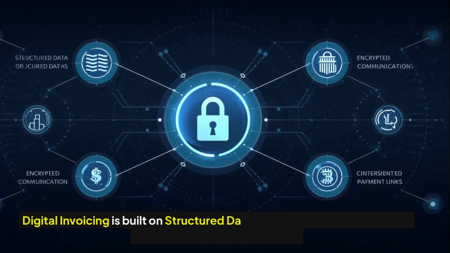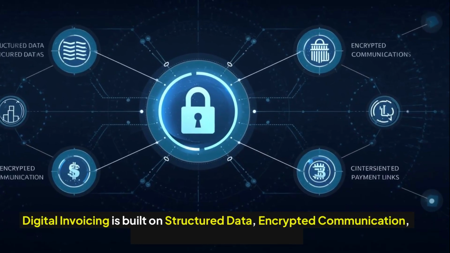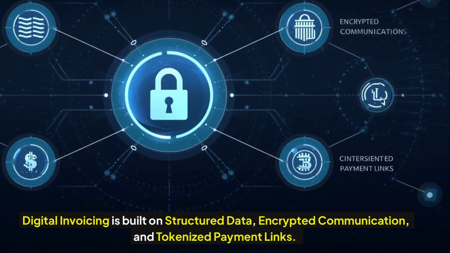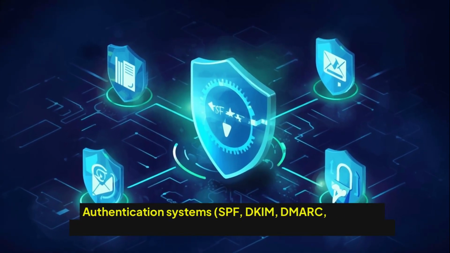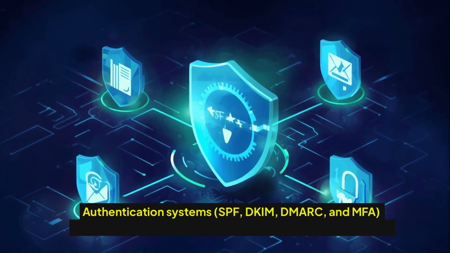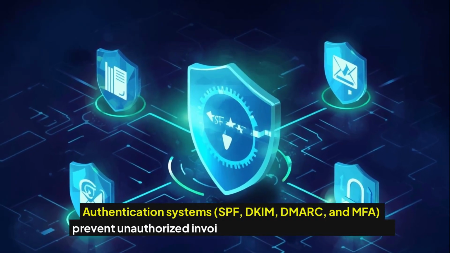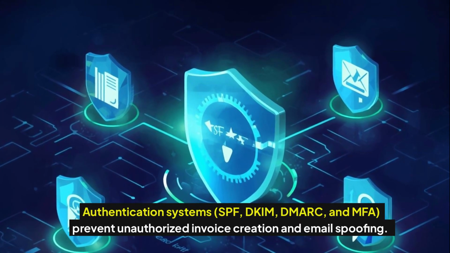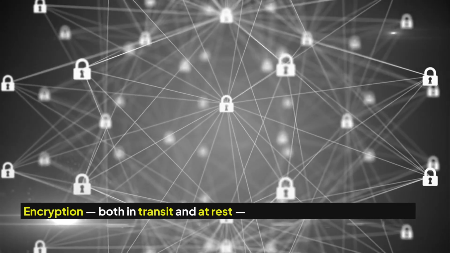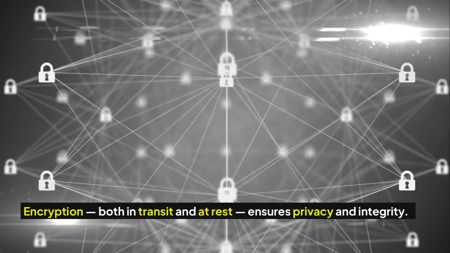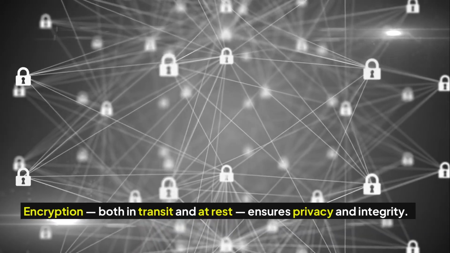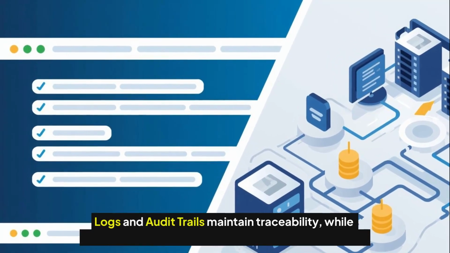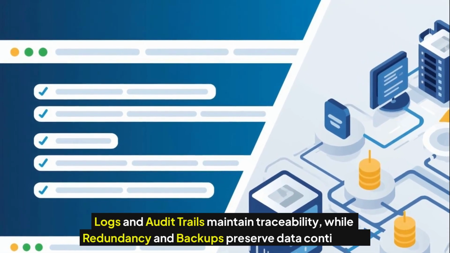Digital invoicing is built on structured data, encrypted communication, and tokenized payment links. Authentication systems, SPF, DKIM, DMARC, and MFA, prevent unauthorized invoice creation and email spoofing. Encryption, both in transit and at rest, ensures privacy and integrity. Logs and audit trails maintain traceability, while redundancy and backups preserve data continuity.